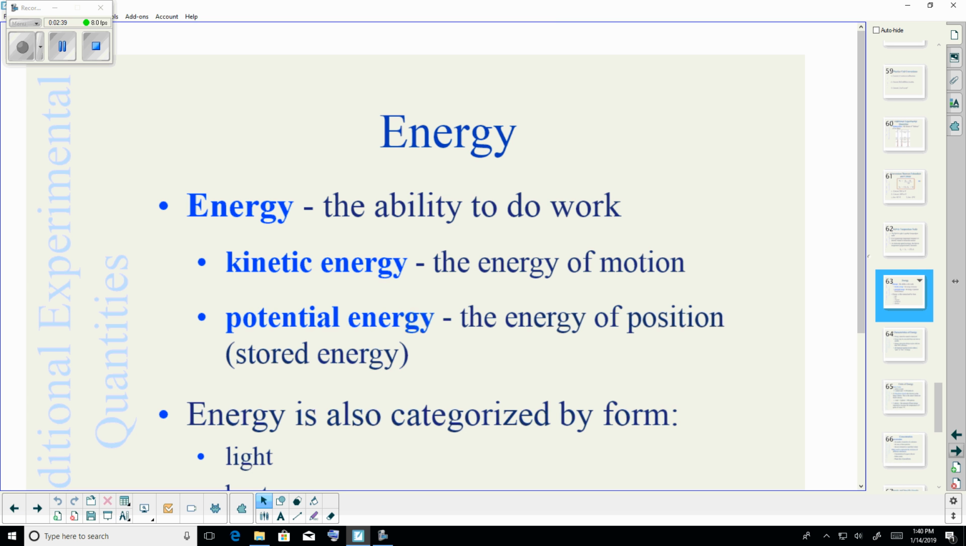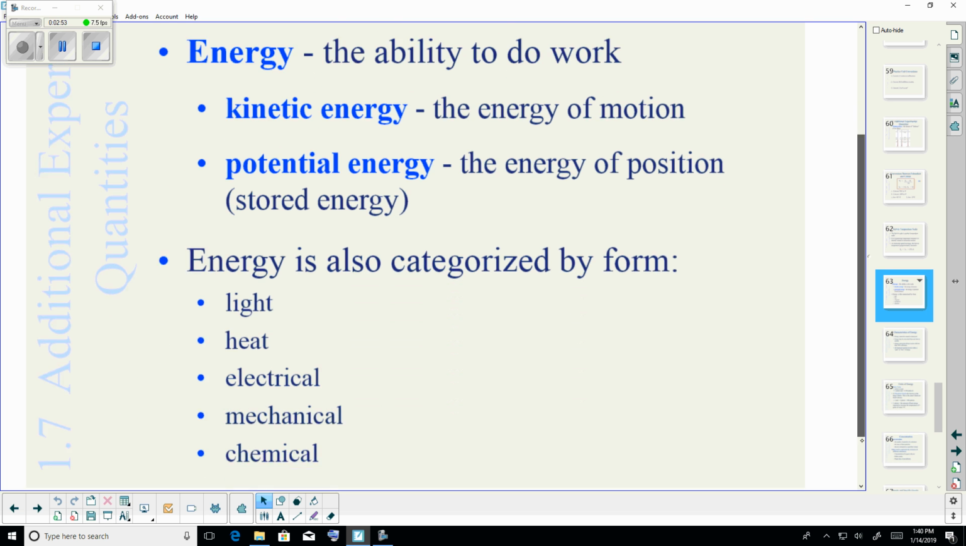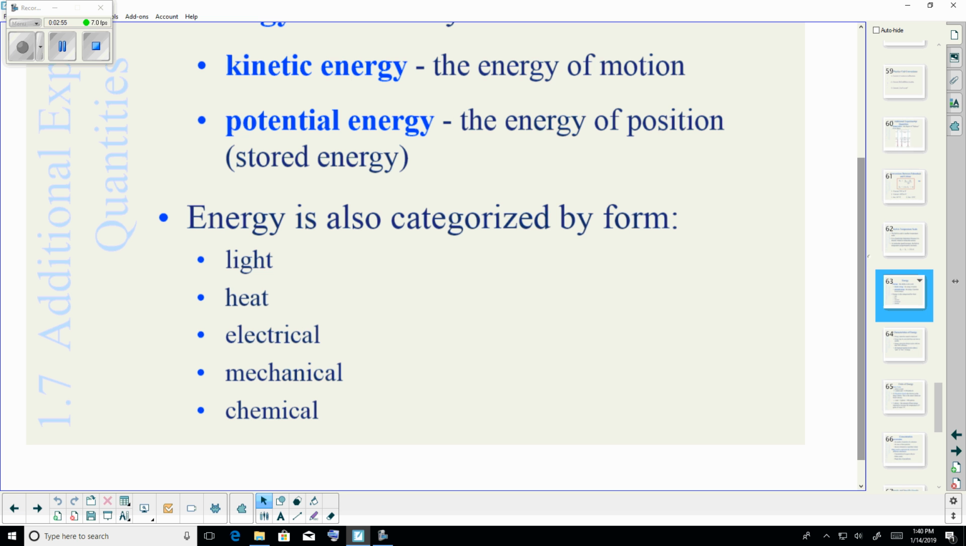Energy is the ability to do work. And again, kinetic energy is the energy of motion, and potential energy is the energy of stored energy. And we can categorize energy by light, heat, electrical, mechanical, and chemical are all forms of energy. One can be converted into the other.